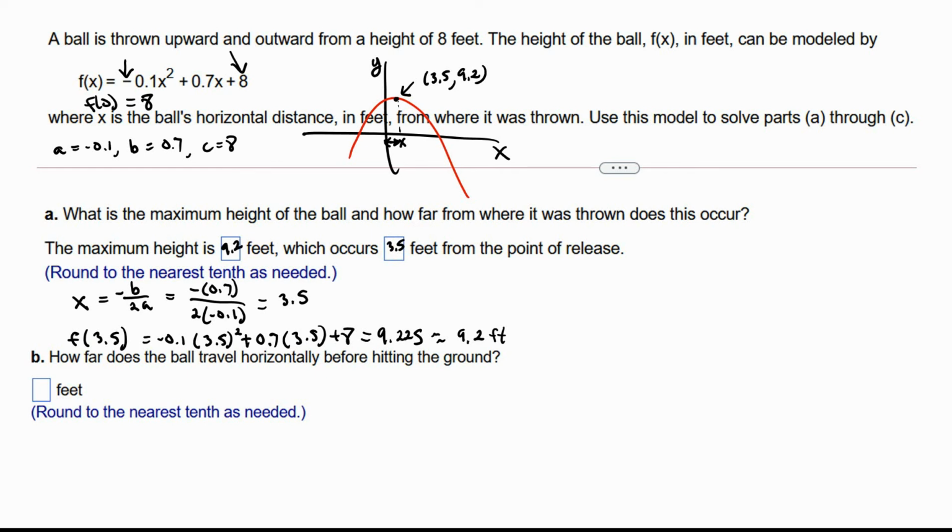How far does the ball travel horizontally before hitting the ground? So it starts up here. This point here is the 8 feet. That's where it started. So it's asking, what's the distance when it gets there? Find x. This is for part B.